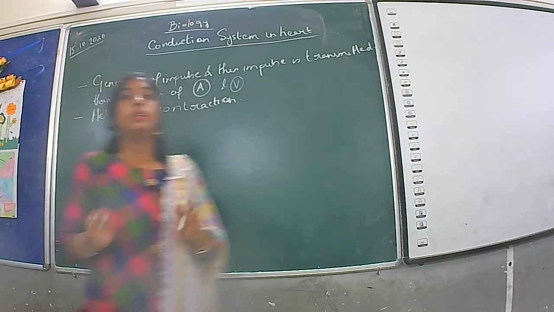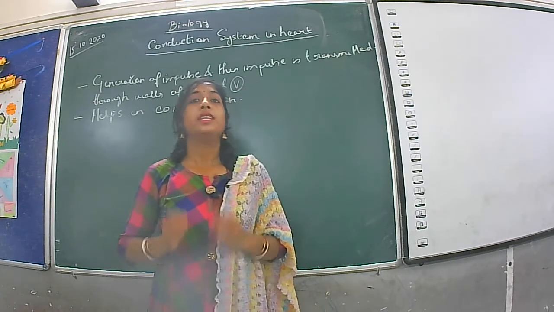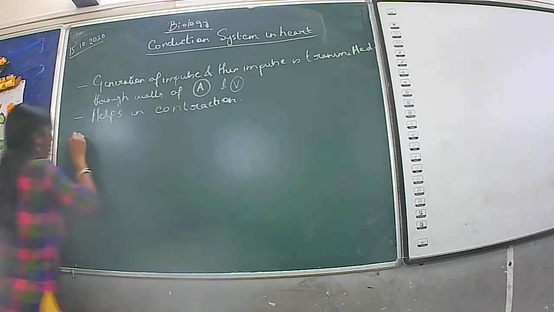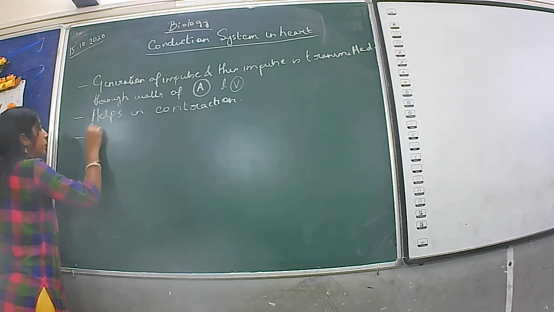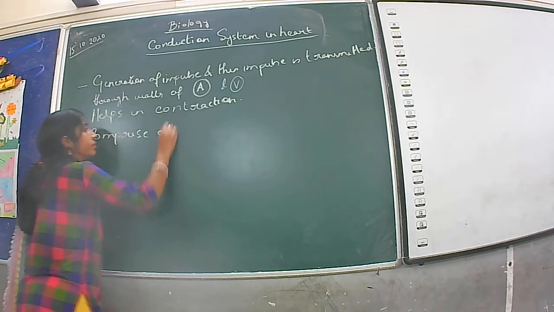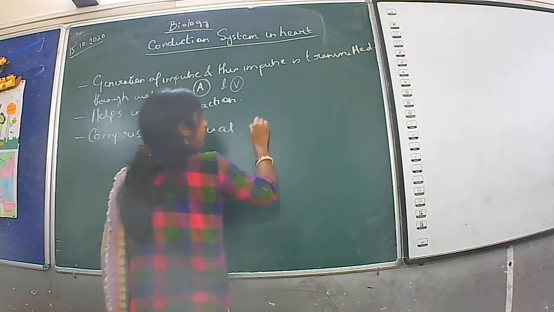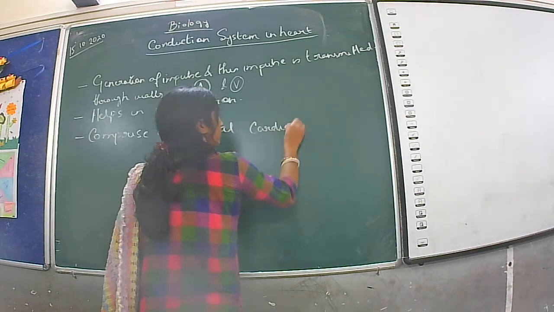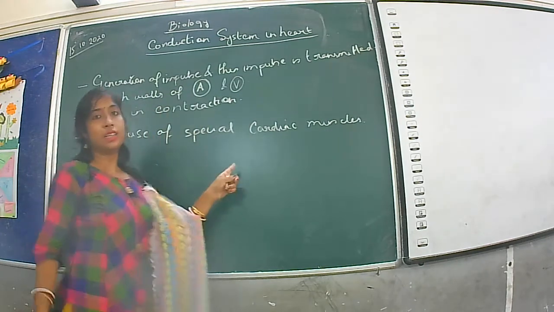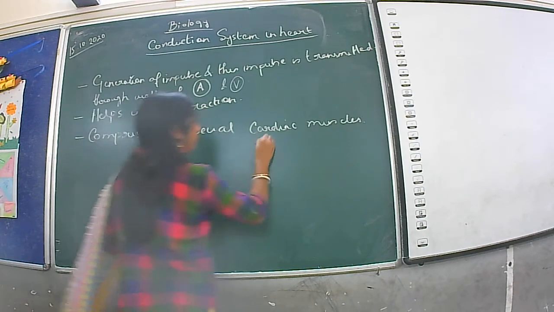Now, this conduction system comprises some specialized cardiac muscles. Let me write it down. It is comprising of special cardiac muscles, and this cardiac muscle is also known as the nodal tissue.